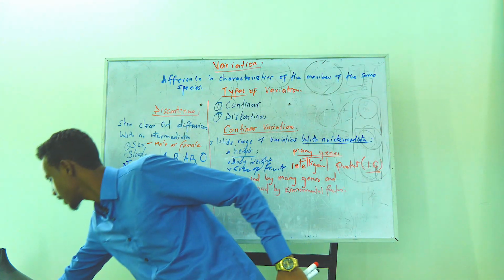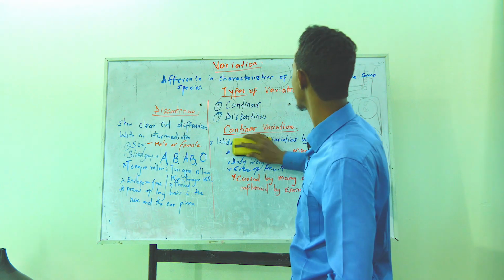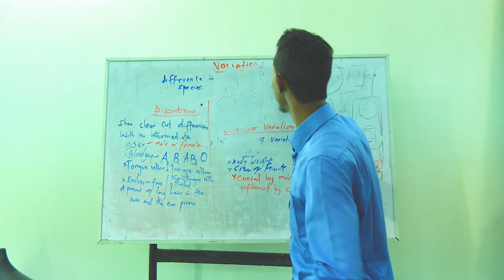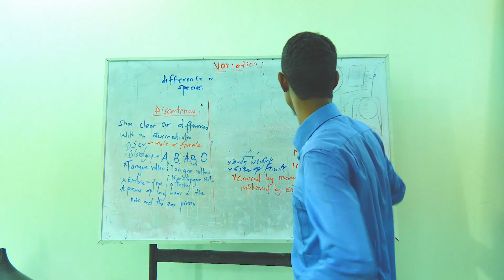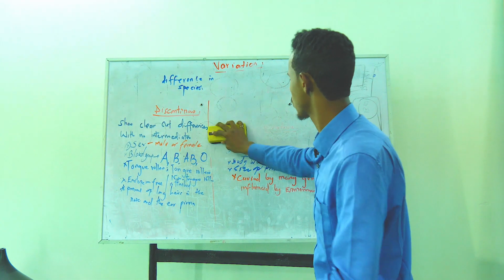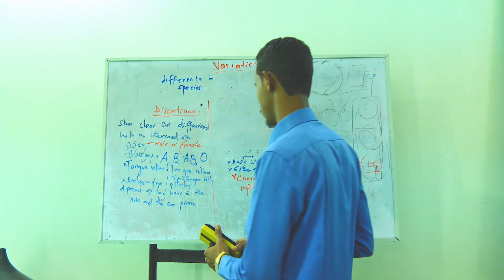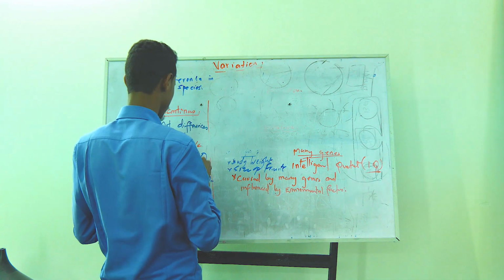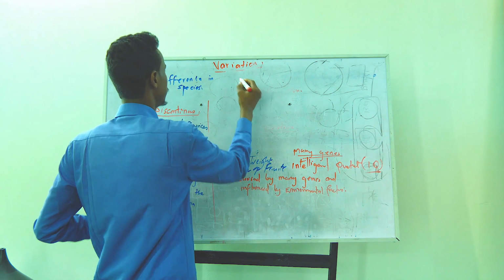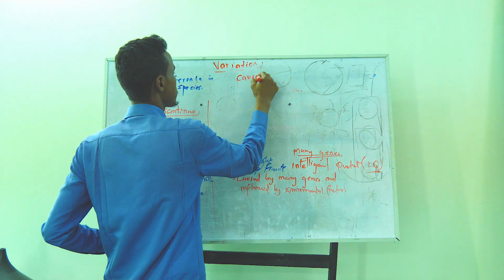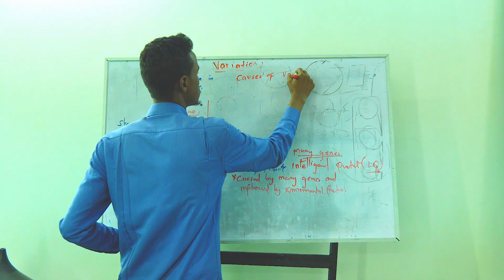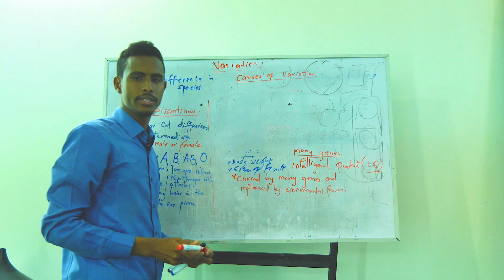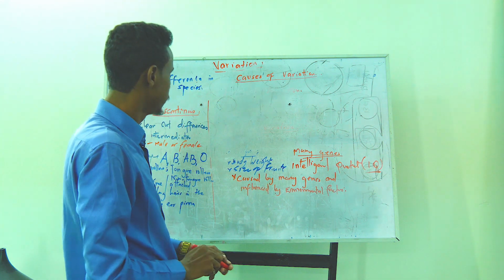Now, I would like us to discuss the causes of variation. What are the things that cause this variation? Now, let me list them. There are three factors that cause variation.